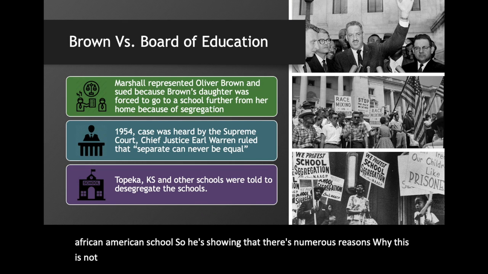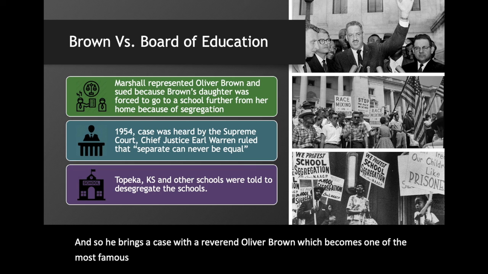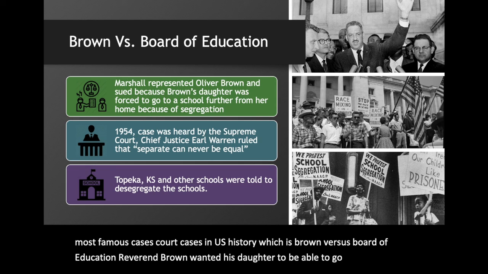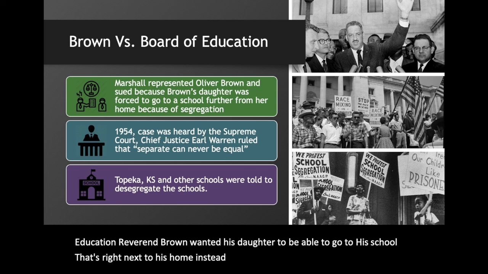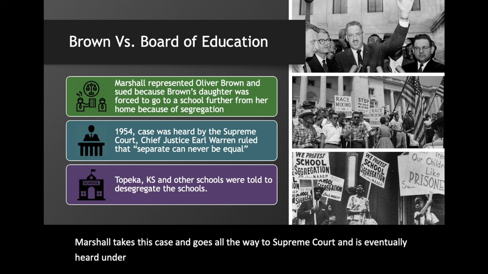And so he brings a case with Reverend Oliver Brown, which becomes one of the most famous court cases in U.S. history, Brown versus Board of Education. Reverend Brown wanted his daughter to be able to go to a school that's right next to his home instead of being bussed away. And so Thurgood Marshall takes this case and goes all the way to the Supreme Court and it is eventually heard. And under the key decision, Chief Justice Earl Warren rules that separate can never be equal.